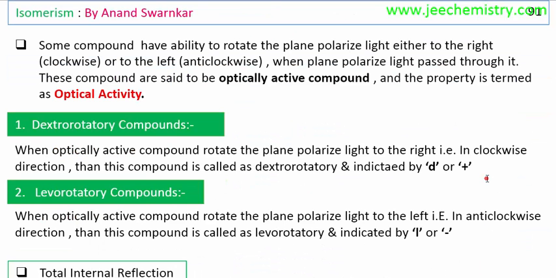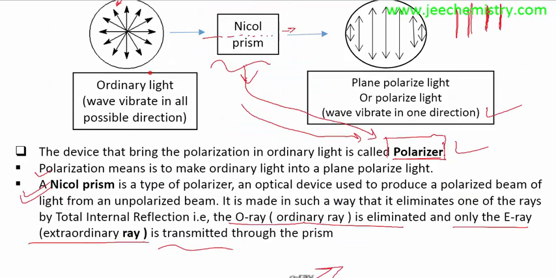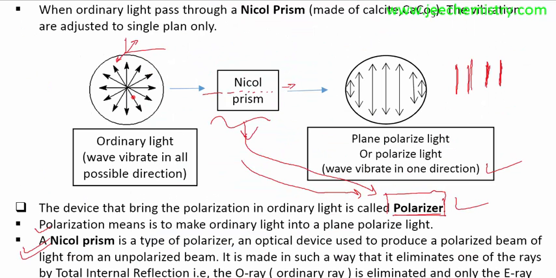Some compounds have the ability to rotate plane polarized light either to the right, in the clockwise direction, or to the left, in the anti-clockwise direction, when the plane polarized light passes through them. These compounds are said to be optically active compounds, and the property is termed optical activity. Now I'll explain more about this. From unpolarized, ordinary light, we get plane polarized light.